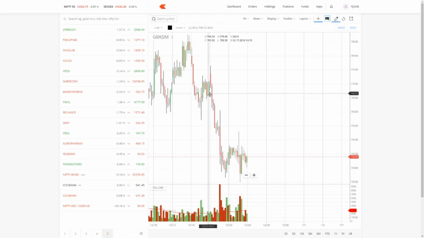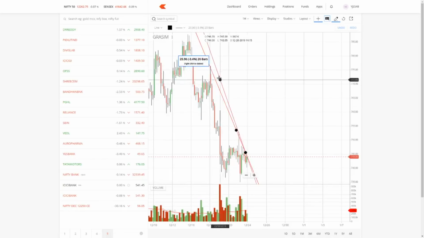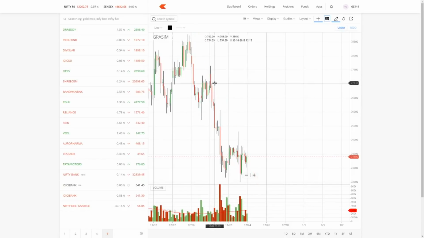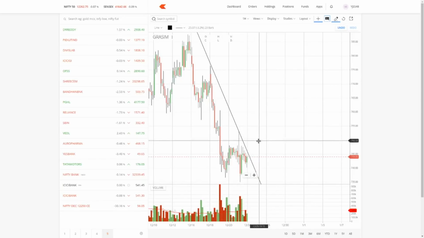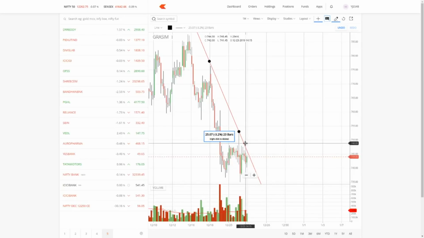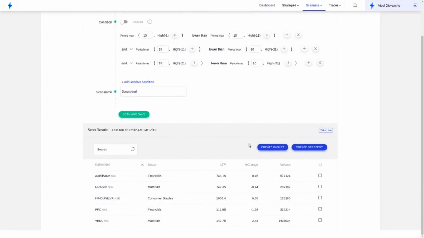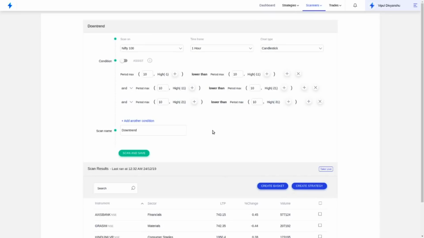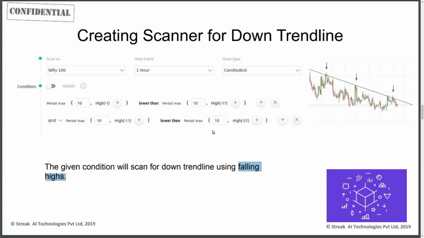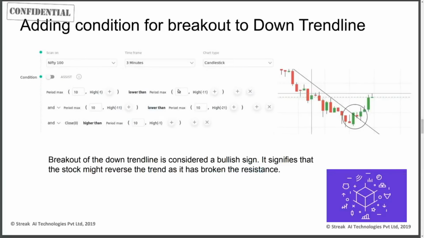which also has been identified. This is a stronger downtrend than Axis Bank because of the higher slope. If any breakout happens above this line, this trend line can act as a resistance, and if the trend breaks that, it can continue on the bullish side. So with this, you can easily identify a downward trend with a streak. Now, adding just one more condition helps you identify breakouts of a downward trend.